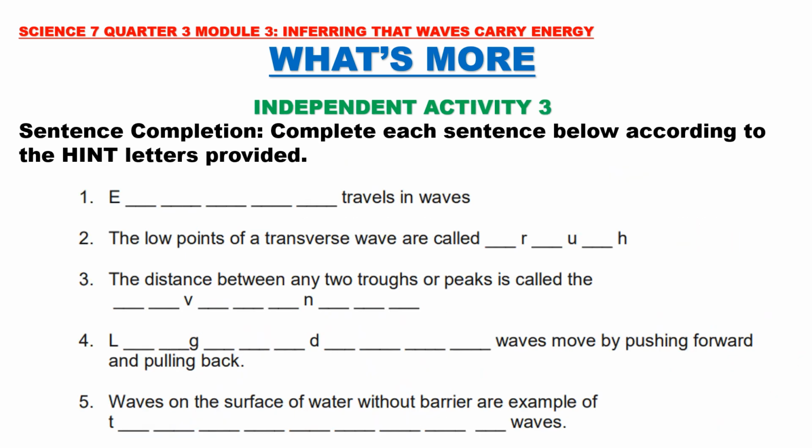Independent activity 3, sentence completion. Complete each sentence below according to the hint letters provided. So number 1, E travels in waves. 2, the low points of a transverse wave are called. 3, the distance between any two troughs or peaks is called the. 4, L, waves move by pushing forward and pulling back. And 5, waves on the surface of water without barrier are examples of blank waves.